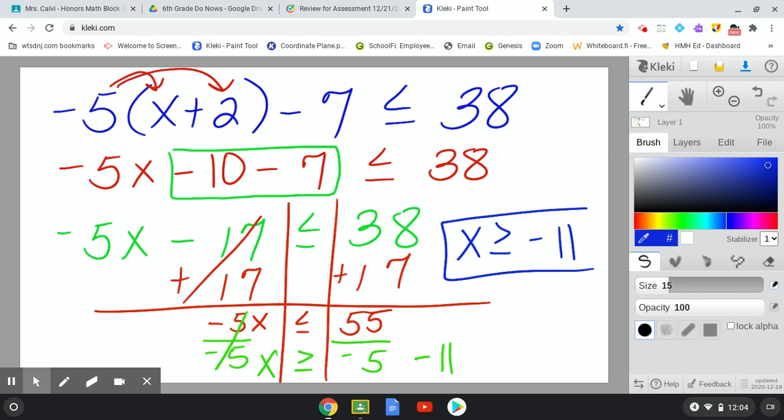And this is what I would graph. My variable's on the left side, so I don't need to change anything. I would have a closed circle at negative 11 going to the right here.